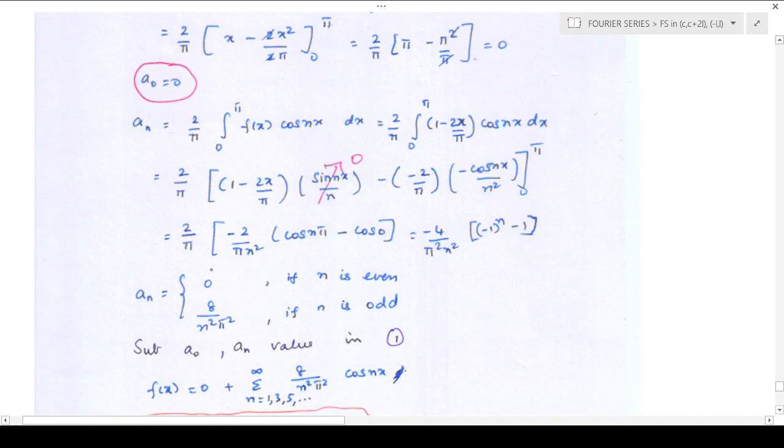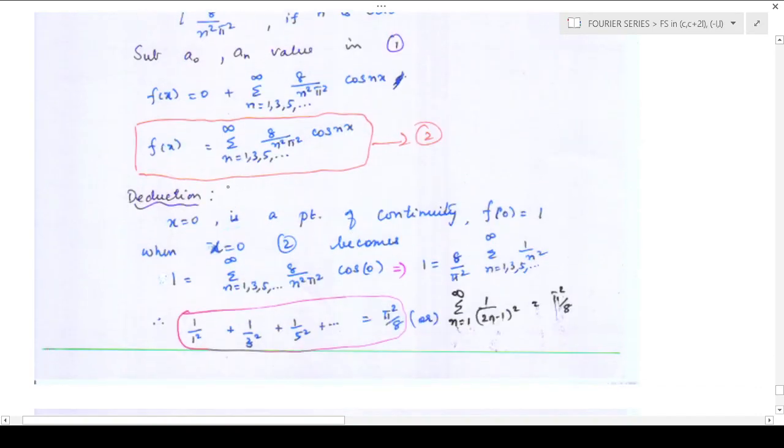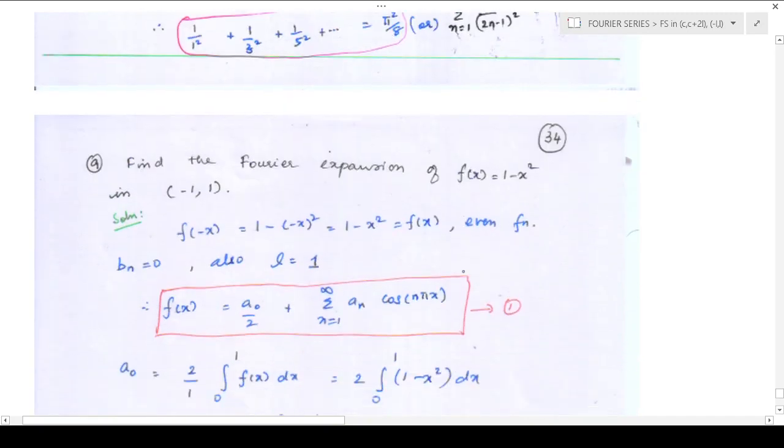So what you are doing is you are taking 0, which is a continuous point. When x equal to 0, left hand side will become f of 0 because x equal to 0 is a point of continuity. Cos 0 is 1. You simplify, you will be getting the answer.